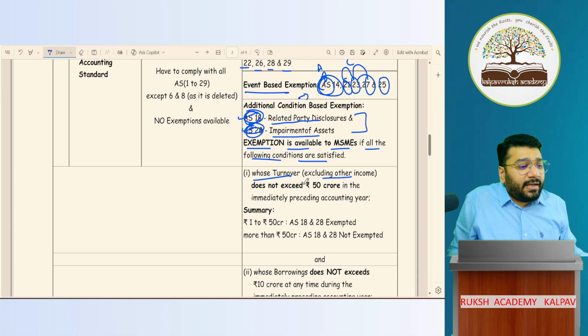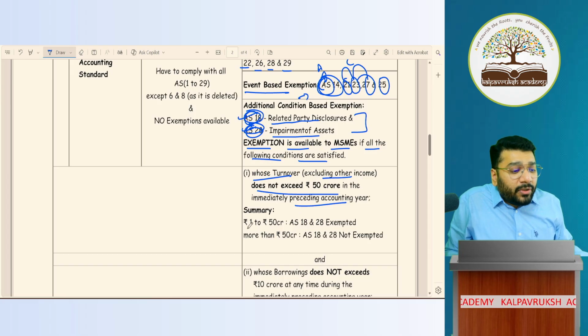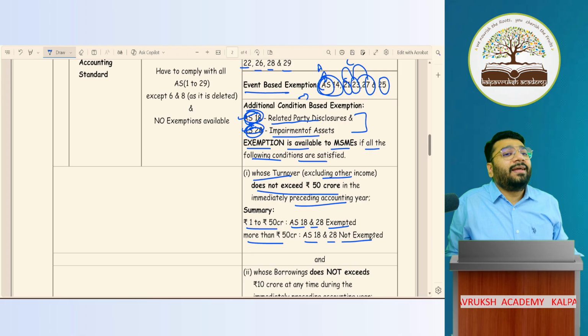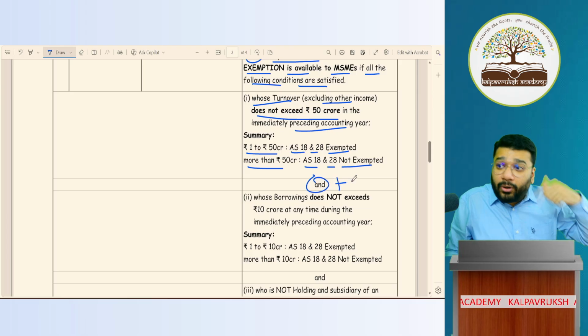Whose turnover excluding other income should not exceed 50 crore in the preceding accounting year. If your turnover is 1 to 50 crore, AS 18 and 28 are exempted. If your turnover is more than 50 crore, AS 18 and 28 are not exempted. Got it? Not got it? And plus one more condition to check.